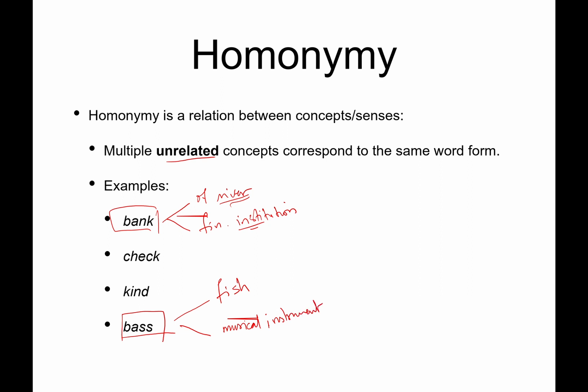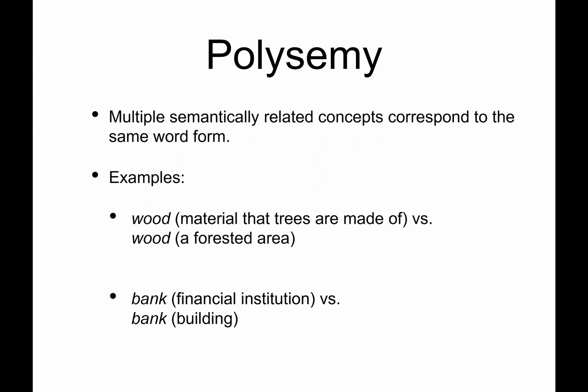All right. Similar but not the same, we have polysemy, where we have multiple semantically related concepts, so now they are related, but we refer to them using the same word form. So when you talk about bank as a financial institution versus bank as a building, the same building that the bank is using, these two things are semantically related, and when you refer to them as bank, then you are using bank as a polysemous word.